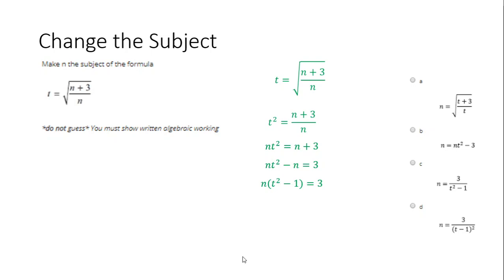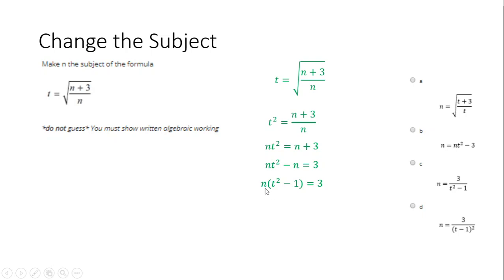Here I factored out the n, and you can see that I've done that correctly because if I did n times t squared, that would be nt squared. If I did n times minus 1, that would be minus 1n. Okay? The reason I did that is because now I have a single n out front, and I can move the bracket to the other side, leaving the n by itself.